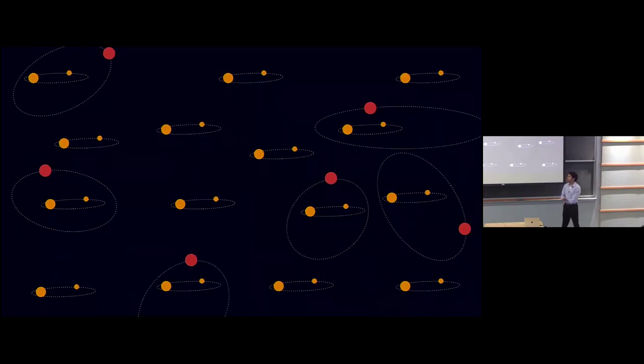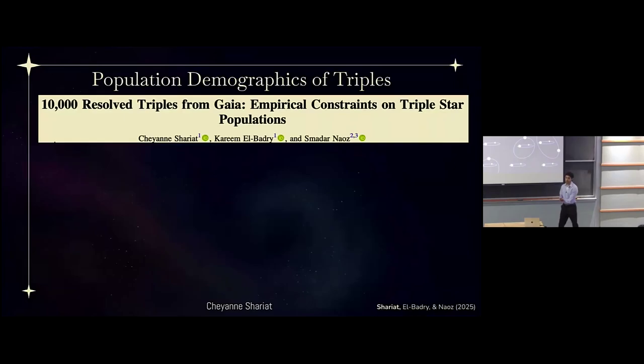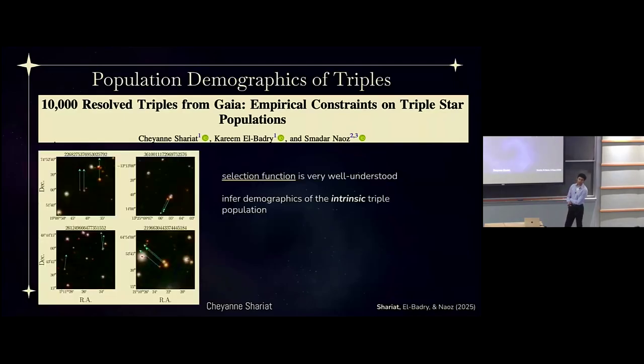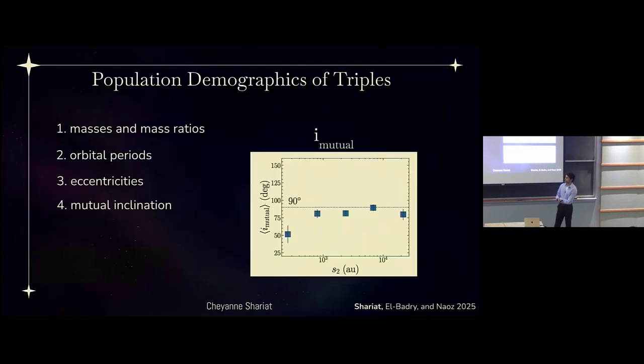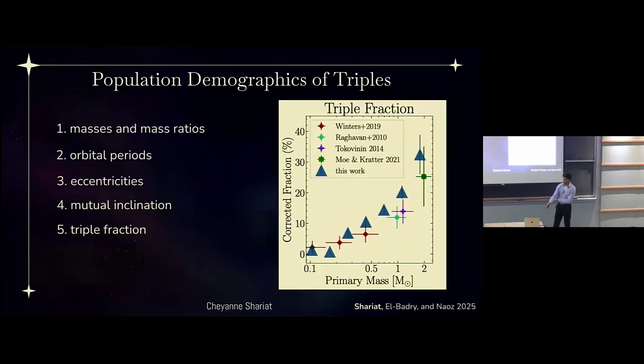And so in this work, it was purely observational. We went to Gaia, and we got a homogeneous sample of 10K triples. And the beautiful thing is that it's easy to completeness correct because our selection function is well characterized. And I won't tell the results, we can talk about it later, but we constrained the intrinsic masses and mass ratios of the triple population, the periods, the eccentricities, the mutual inclinations, and the triple fraction.